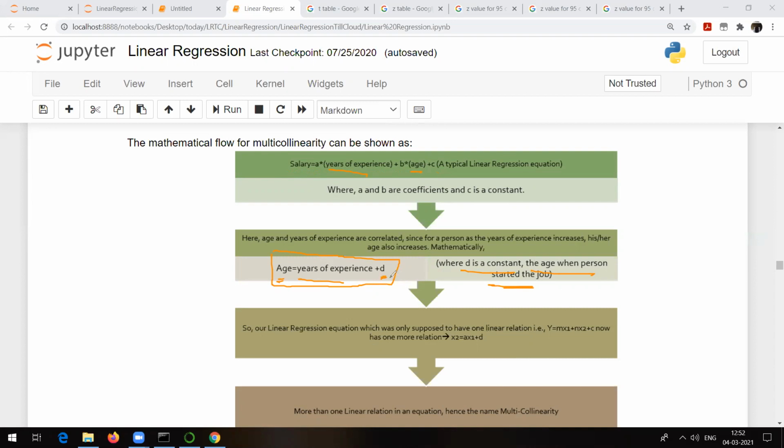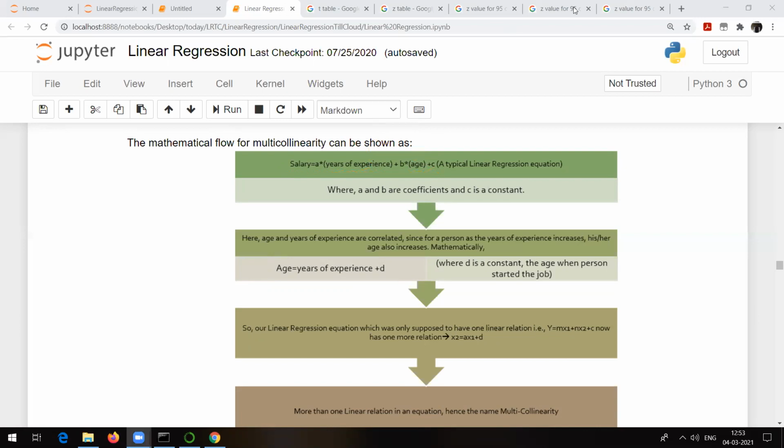For example, when the person started the job, their age was 25 years, and the total years of experience they have is, suppose, 10 years. Can you not calculate their current age? That is 35. That means there is a relationship between age and years of experience, which are our input features. It should not happen that one independent feature is dependent on another. As age increases, years of experience increases, so they are related to each other.